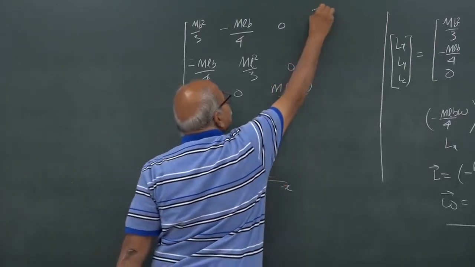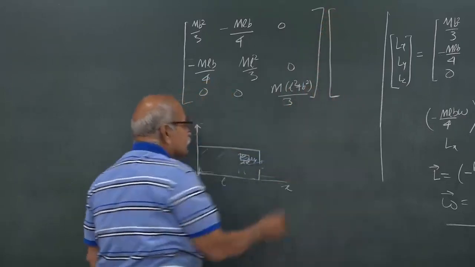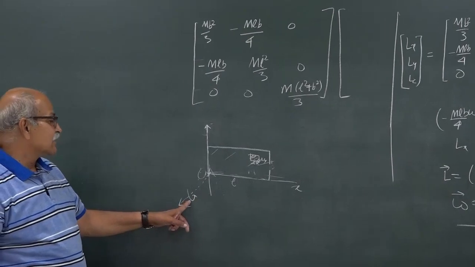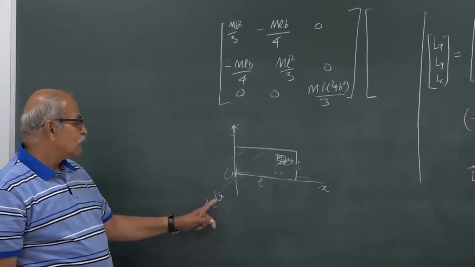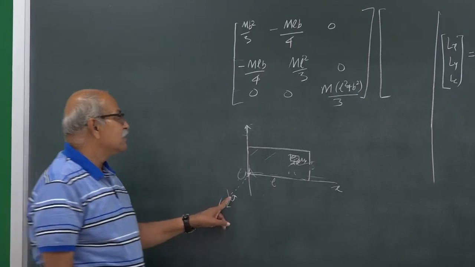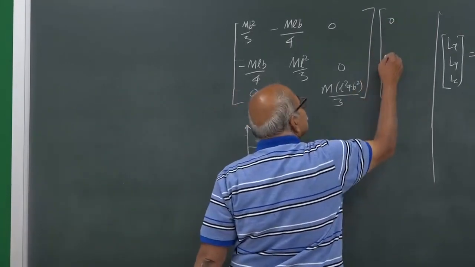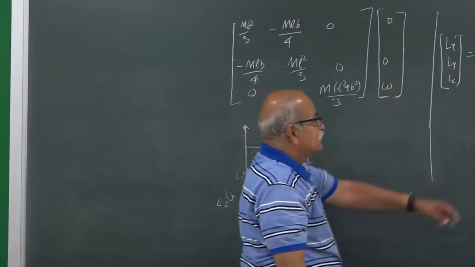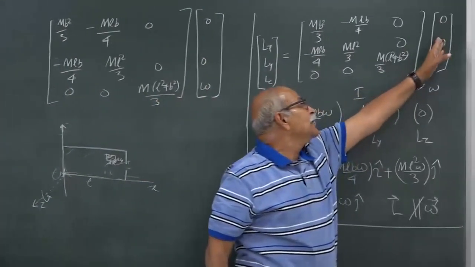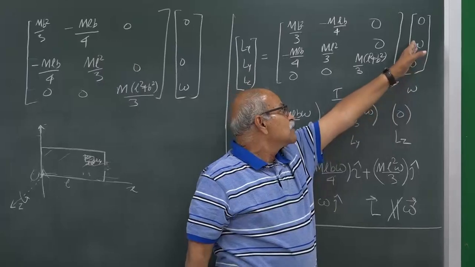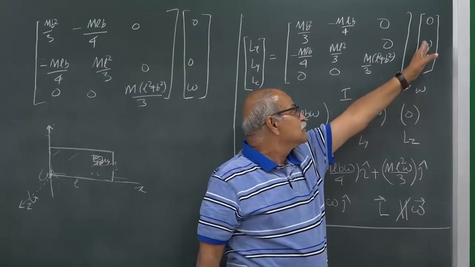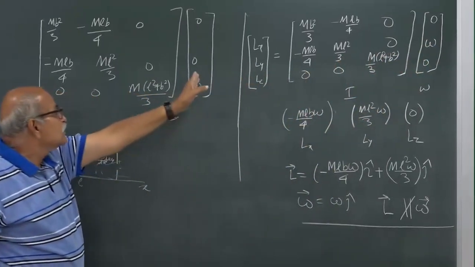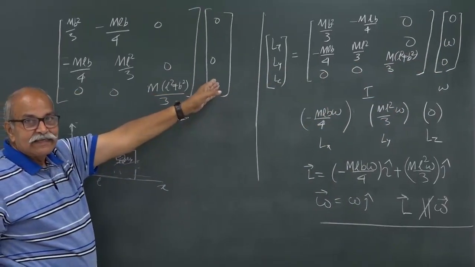So, it is the same moment of inertia, but omega is different. Omega is now in the z direction. So, omega x is 0, omega y is 0 and omega z is omega. So, this is 0, 0 and then omega. That is the difference. Here it was 0, omega, 0, the angular velocity vector was in the y direction; here the angular velocity vector is in the z direction.